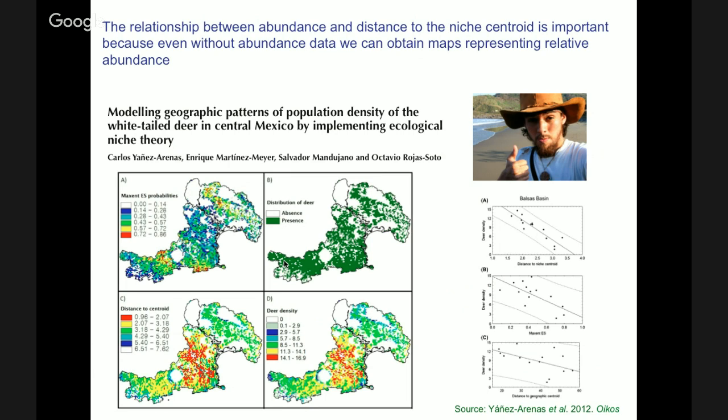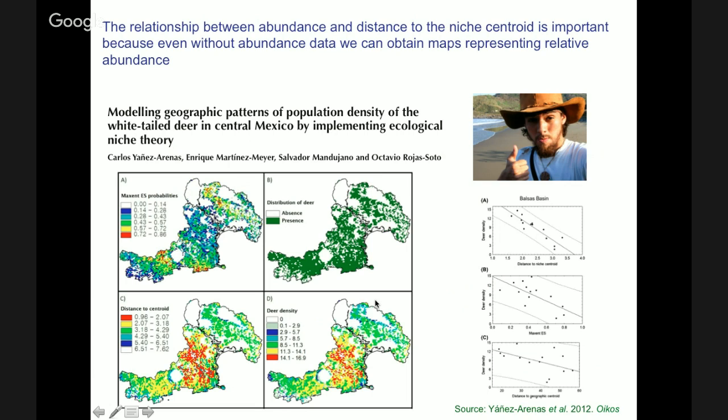The white-tailed deer is a species with a very, very large distributional range from southern Canada to northern South America. So he just went to two sites, estimated the density of deer, and then calculated or modeled the abundance under this distance to the niche centroid approach, with very interesting and successful results. He found that a map produced with only the distances to the niche centroid really resembles the distribution of abundance.